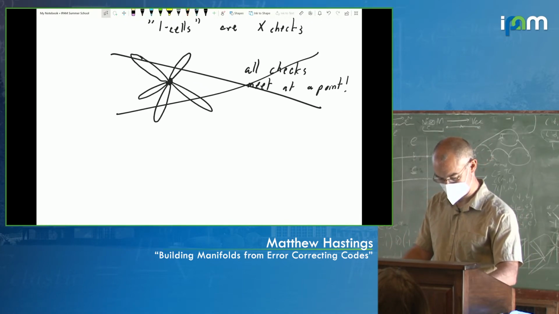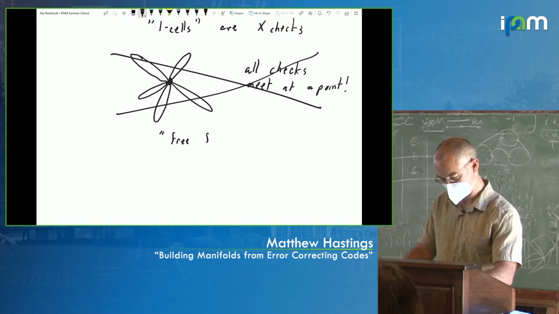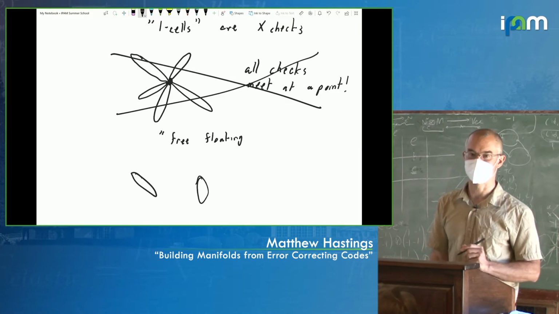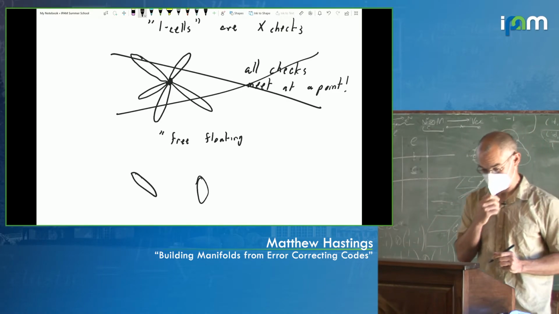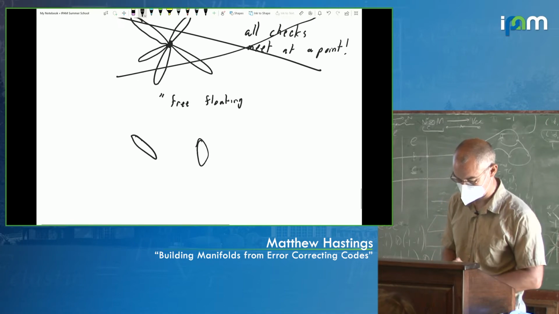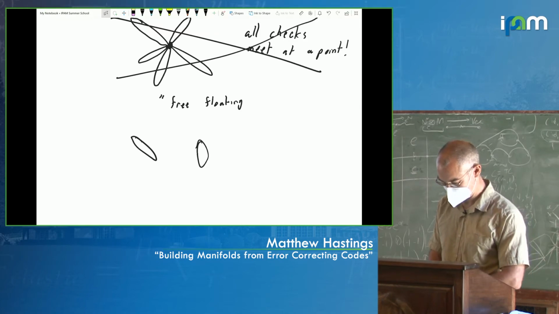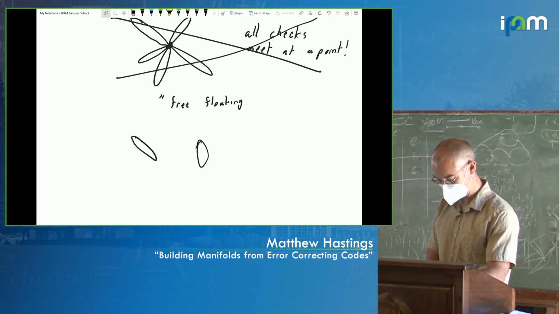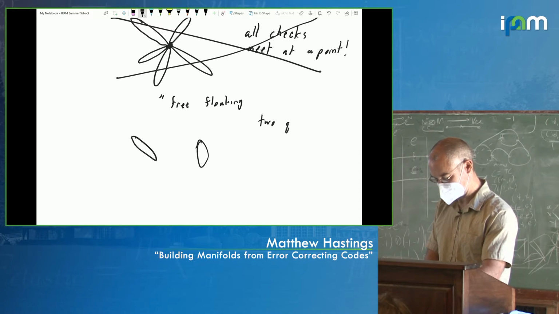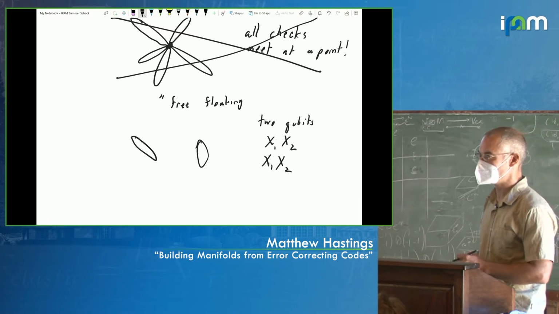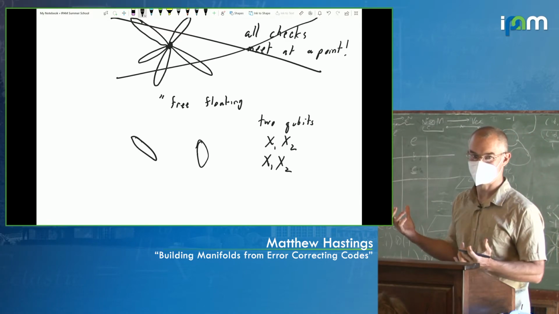Instead, let's try to make them what we'll call free floating. So what we'll start with is for every check, we'll have a cell like that. Let me give an example of what we might try to do. Here is a very simple code. Let's say we have 2 qubits and 2 X checks. And the X checks will both be on the 2 qubits, X1 X2, X1 X2. I know it's the same check twice, but pretend it's 2 checks. So I just wrote 2 circles, 1 for each check.